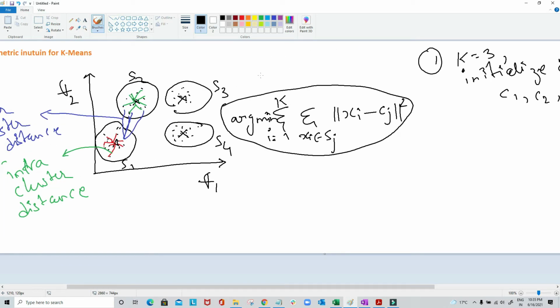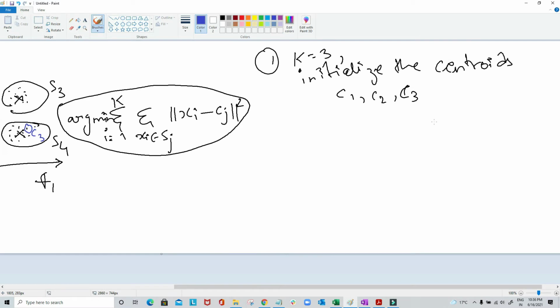So let me say in this set, if I identified this as a centroid C1 and this as centroid C2 and this point as C3. So a random initialization is done. See, C2 can exist in set S3 as well, but let's say these points are randomly selected, initialized as centroids.